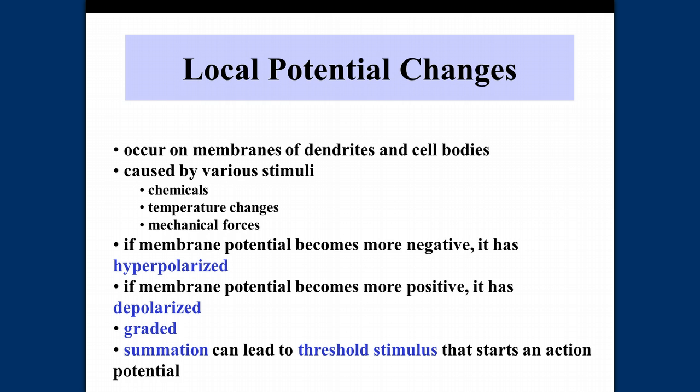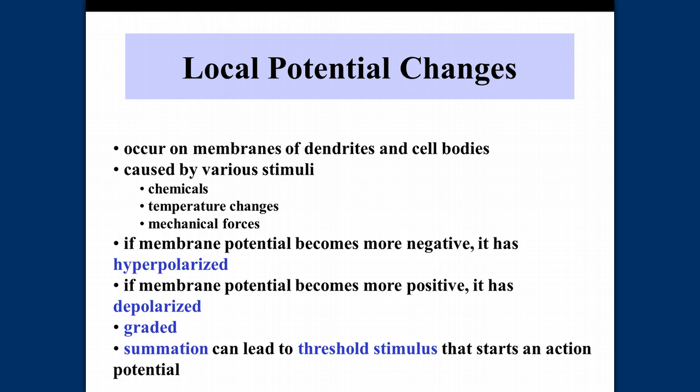Just like all those twitches summing into a muscle contraction, we have summation with these graded responses. When graded responses come closer and closer together, they sum just like the twitches in a muscle contraction. They sum and threshold stimulus is met. Remember, around -55 is threshold, where those ion channels will open up and start that nerve impulse.